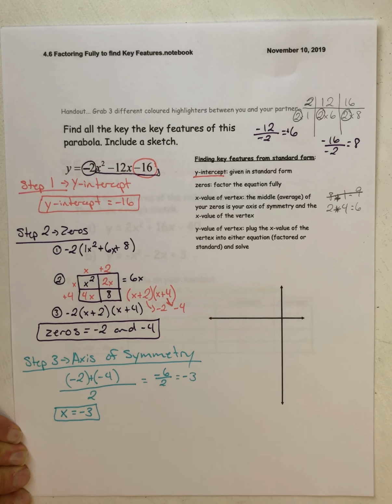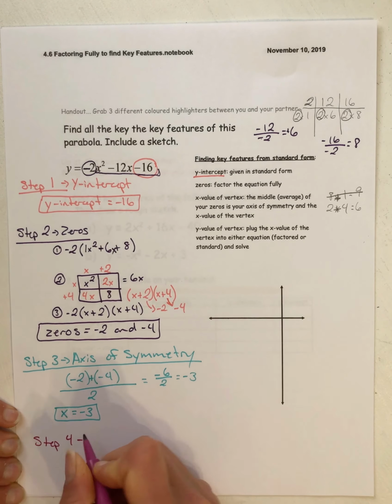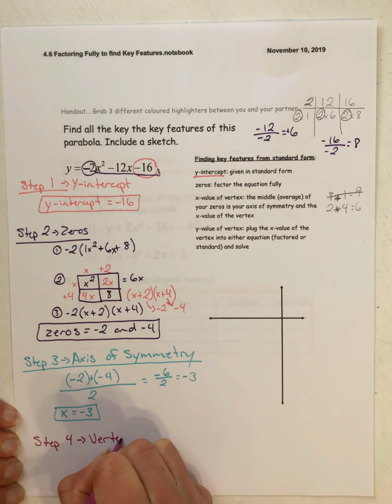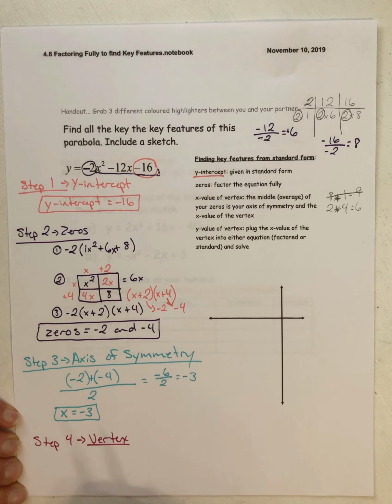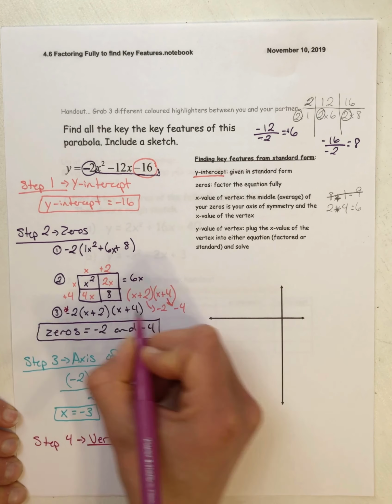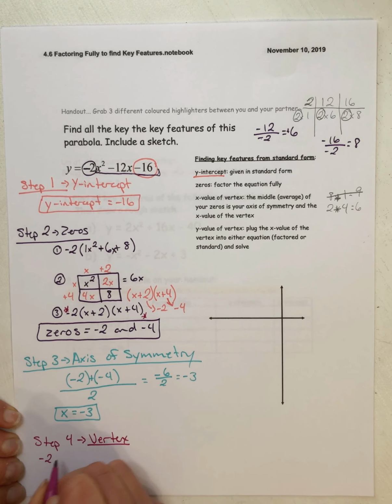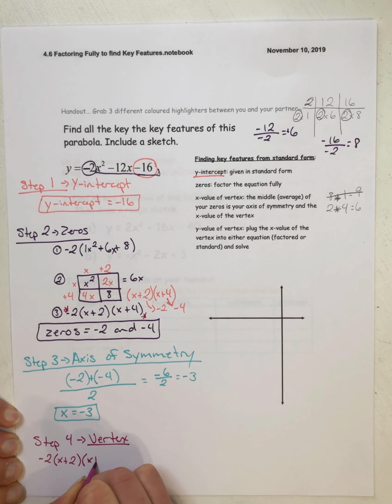Okay? And now we need to find our very last thing for our step 4, which is our vertex. So remember, when we find our vertex, we already have the x value for our vertex. So we sub this into our factored form. So we take our -2, x plus 2, x plus 4, and then we plug our x value into it.